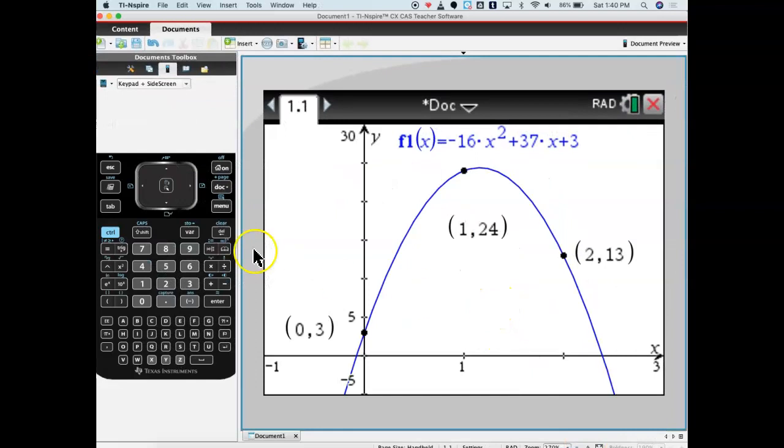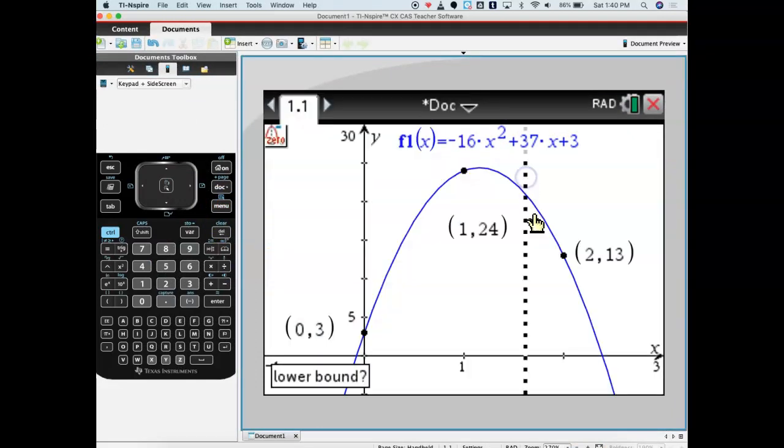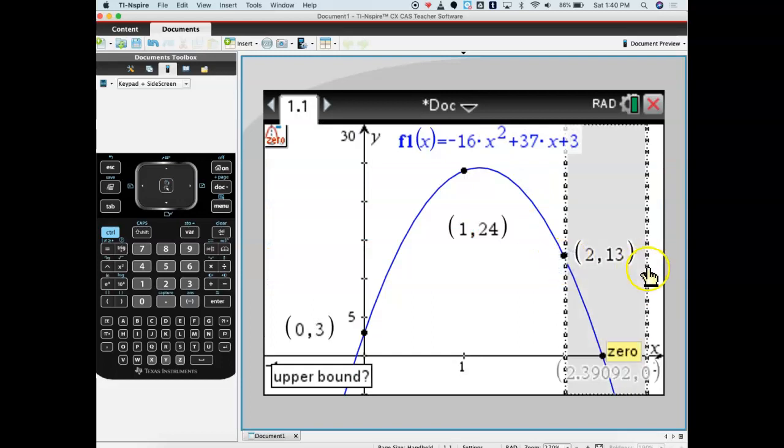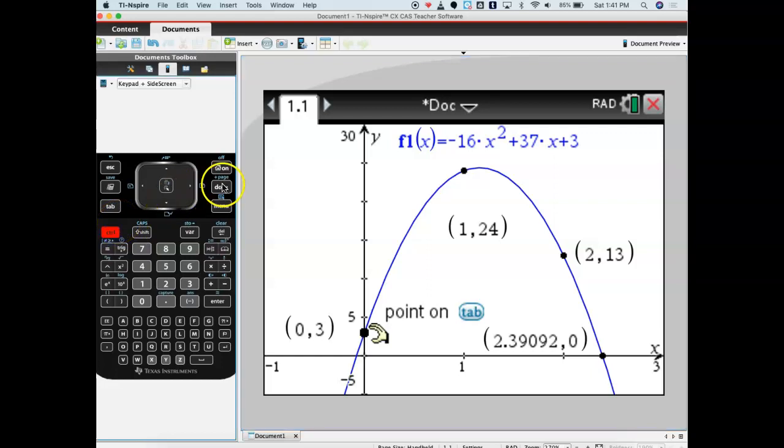I can come back to my graph, and say menu, analyze, find my 0, go left bound, right bound, and say, oh, it's at 2.391 seconds when it hits the ground. So this ball, when he punted it, was in the air for 2.391 seconds. Really crappy punt. Or if you do not know how to use a solver yet, I know I've showed it once, but I'm going to show it again.